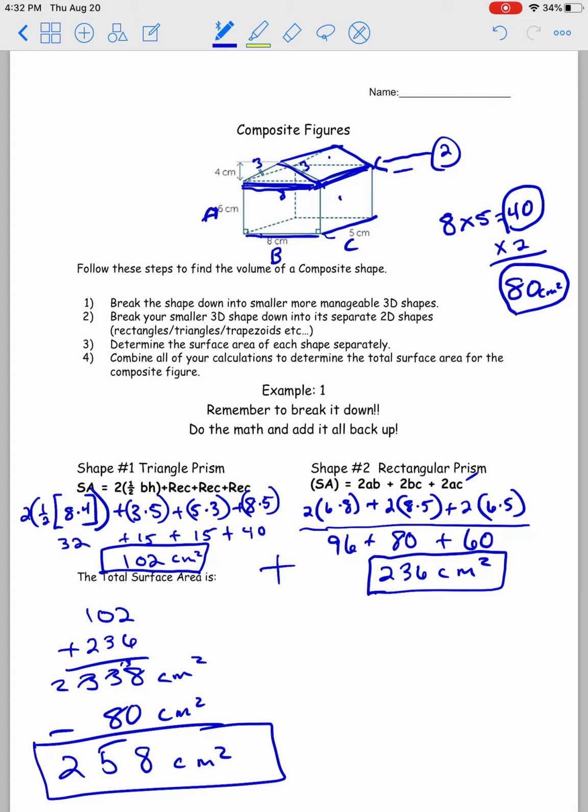That would be the surface area of the objects. Because remember, like I said before, what we're looking at here is a triangular prism and a rectangular prism. But when they're sitting on top of each other, the area here and the area there would not get painted, right? The attic space would not get painted. So we had to take those away, okay?